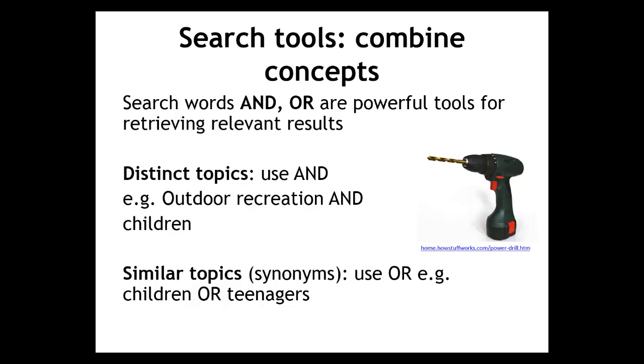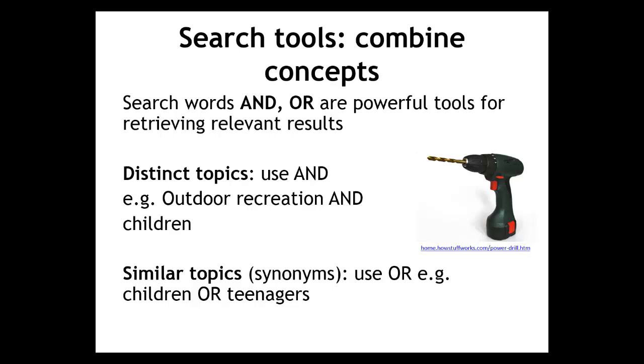And in contrast, when you use the search tool or, you're telling the database to combine similar topics and to search for articles that contain any of your topics. So for example, children or teenagers. Those are two similar topics.